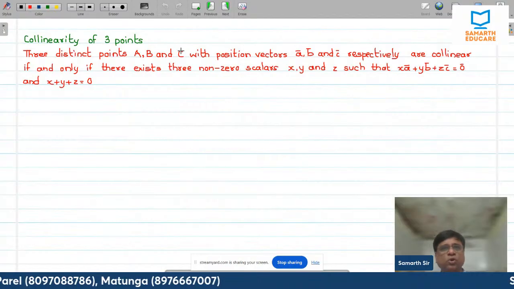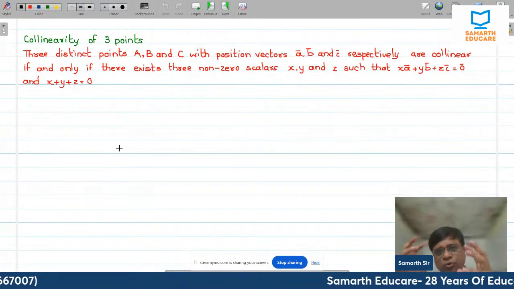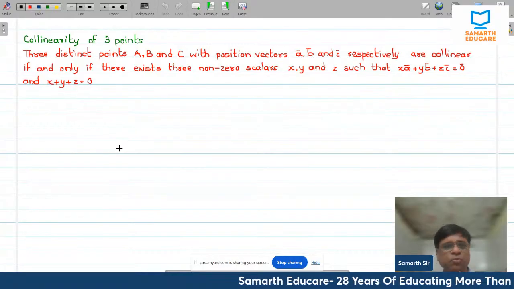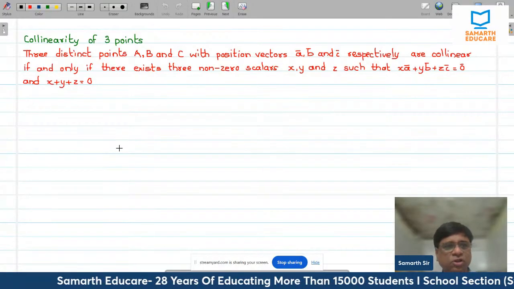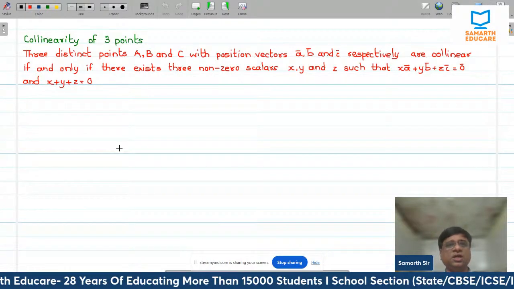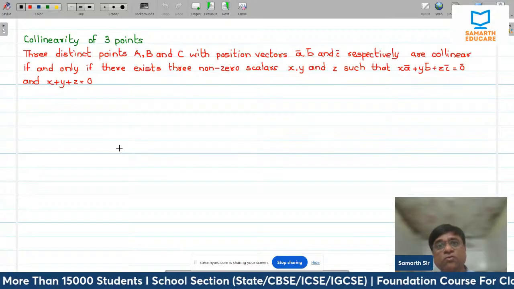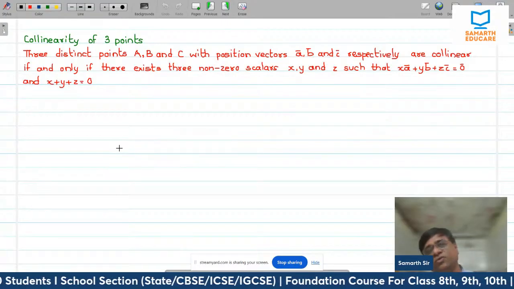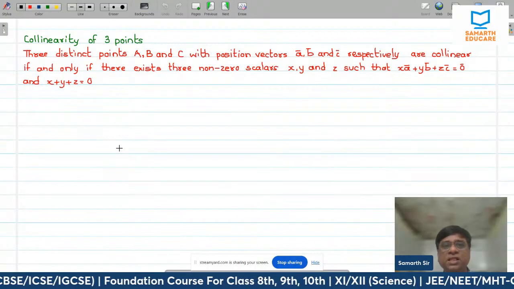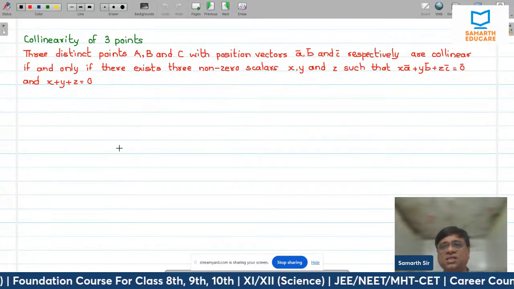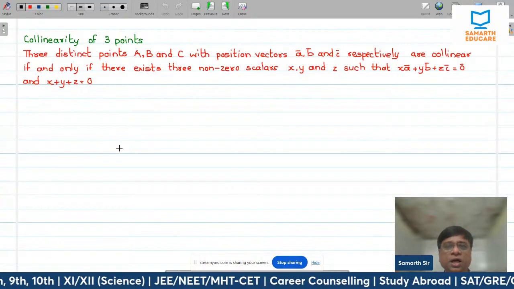It is about the collinearity of 3 points. If you have seen the textbook, in a note or in the results it is given, about the statement which I have given on the board. Now what it says: three distinct points A, B, C. Now we are talking about collinearity of 3 points, not collinearity of three vectors. Three distinct points A, B, and C with position vectors A bar, B bar, and C bar respectively. So position vectors are defined in the problem. Are collinear if and only if.